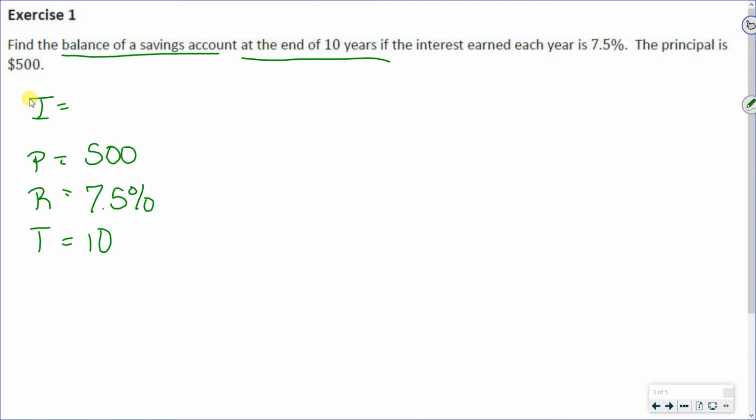So if that's what I'm trying to find is my interest, then I've got my formula. All I have to do is substitute. I equals PRT. So I equals, the principal is 500.